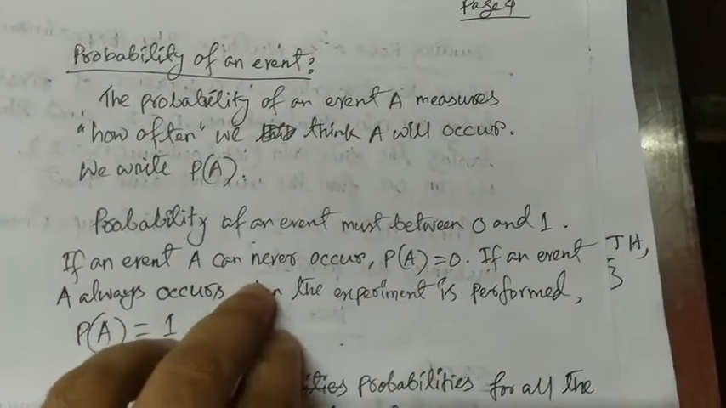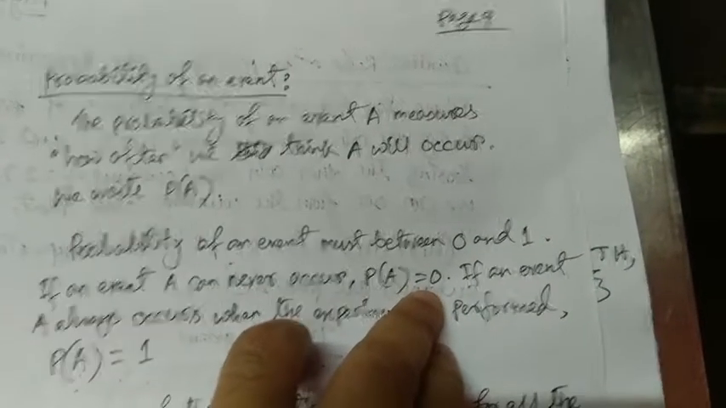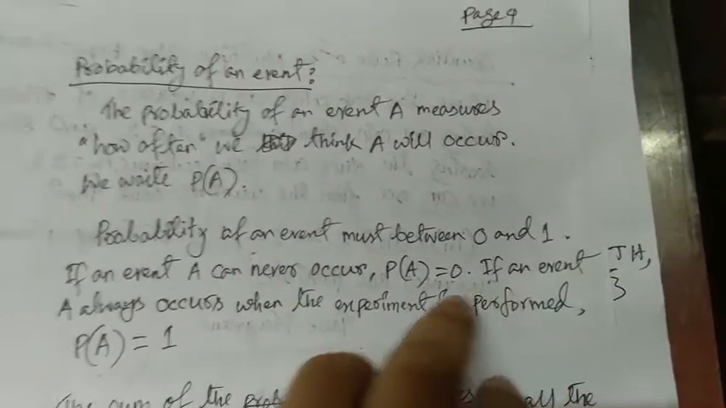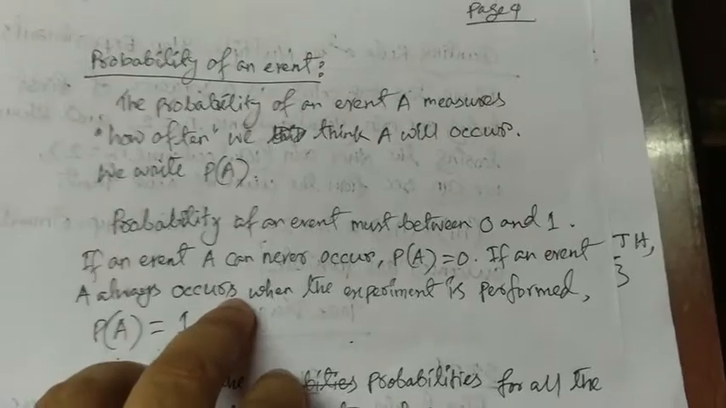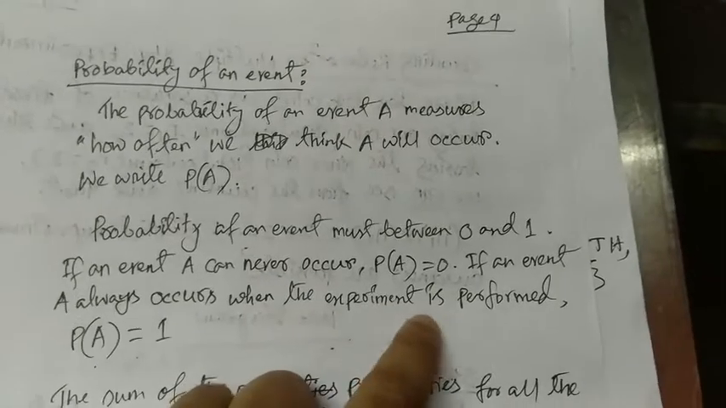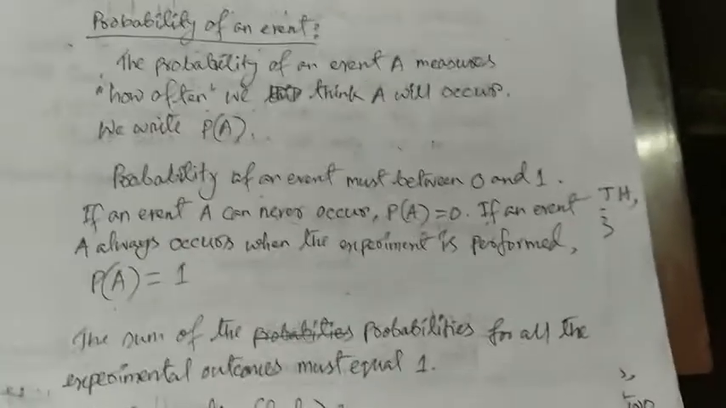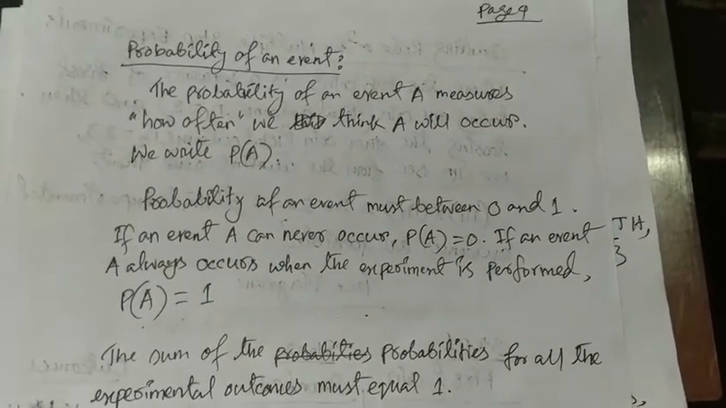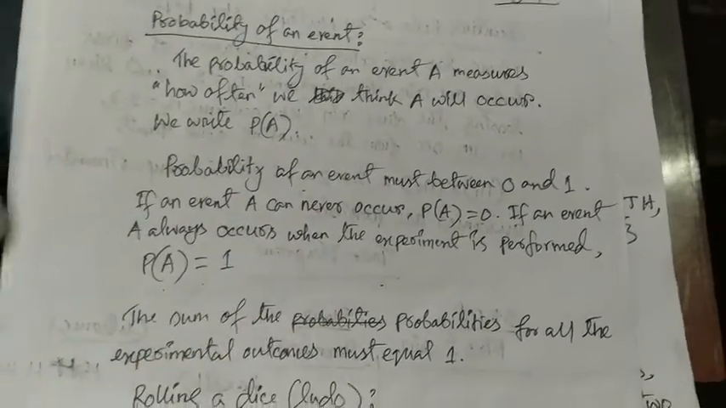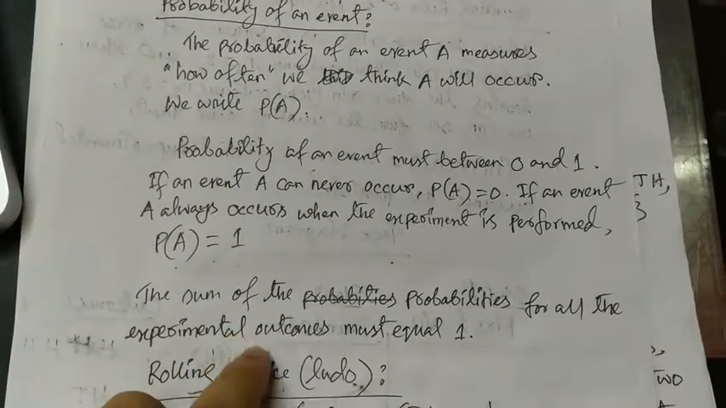If an event A can never occur, then the probability is 0. If an event A always occurs when the experiment is performed, then we say the probability of A is 1. That means if you are 100% sure that event A will always happen, then the probability is 1. The maximum probability we can get is 1, and the lowest is 0.